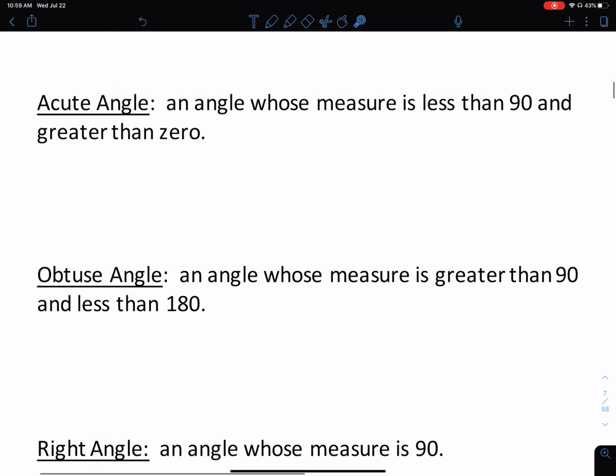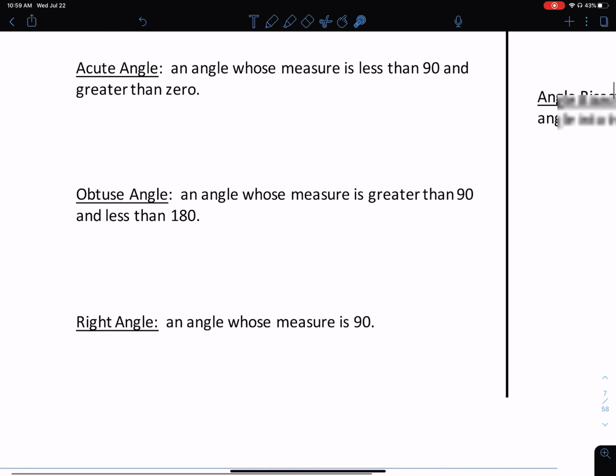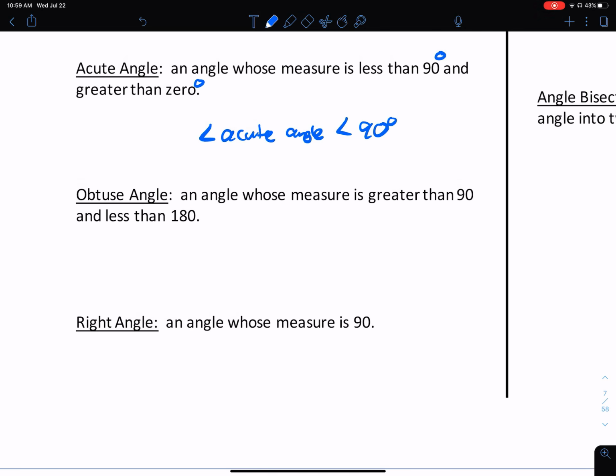Acute angle, obtuse angle, right angle. An acute angle is an angle whose measure is less than 90 degrees and greater than 0 degrees. So an acute angle is less than 90 degrees, but it's larger than 0 degrees. An obtuse angle is an angle whose measure is greater than 90 degrees and less than 180 degrees.